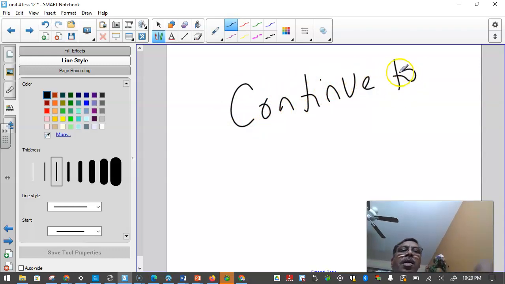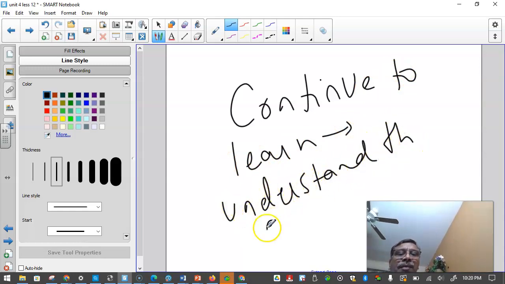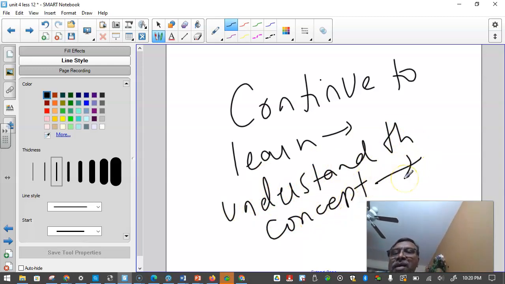Continue to learn and understand the concept. My goal is to make you understand the concept. Make sure you write all the steps and get a full 3.5. But if you want a 4, I'm going to question you, asking whether you really understand. The 4 is basically whether you can apply it in a real situation.